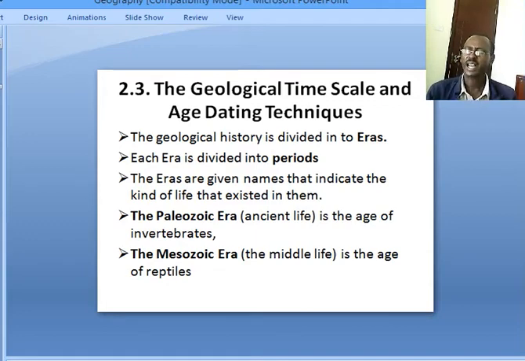The Mesozoic era, the middle life, is the age of reptiles. Reptiles are different animals which will go from one area to the other by contracting and relaxing. Reptiles, for example, like lizards and so on and so forth, could be seen as reptiles.